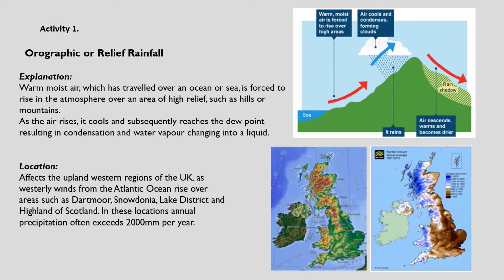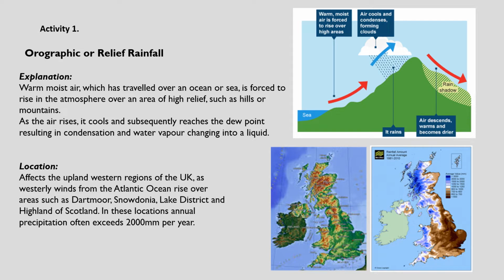So on the side of the mountain where that rain is forced upwards, you will find heavy rainfall as that air is condensing down and that water vapour is changing into a liquid. As you can see on the other side of the mountain though, as that air moves over that area of high relief and it starts to sink, what's going to happen is that air is going to warm up, it's going to dry out, and the other side of those mountainous regions will experience a rain shadow.